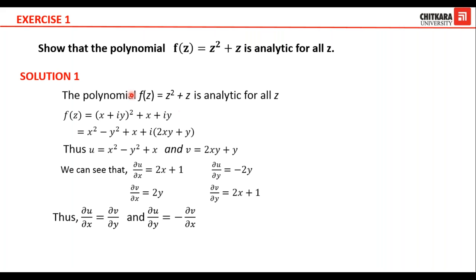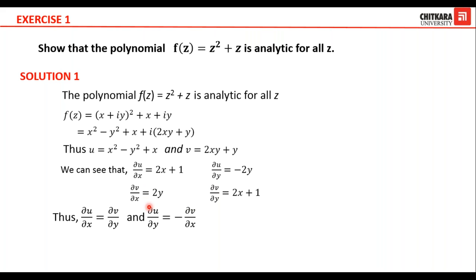First of all, to satisfy the Cauchy-Riemann equations, I need the real part and the imaginary part of the function. So in place of z, we substitute x plus iota y and do simple calculations. Solving this, we can separate the real part and the imaginary part. On comparing, we get u is x squared minus y squared plus x, and v is 2xy plus y. We check the first order partial derivatives of u and v: curl u by curl x is 2x plus 1, curl u by curl y is minus 2y, curl v by curl x is 2y, and curl v by curl y is 2x plus 1. So very clearly you can see that curl u by curl x is equal to curl v by curl y, and curl u by curl y is equal to minus curl v by curl x, right?